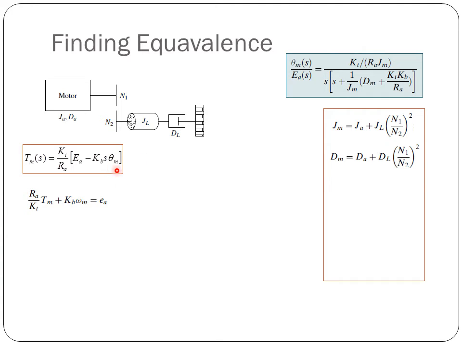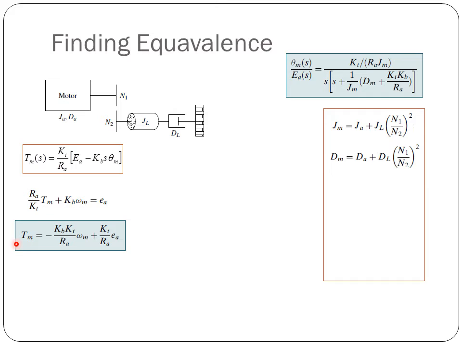So this was in frequency domain, this is now in time domain. Now if we rewrite this equation in this format, we will see Tm is equal to something into omega m plus something, which is like a straight line, y equals mx plus b, right?